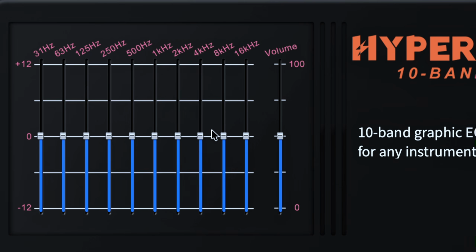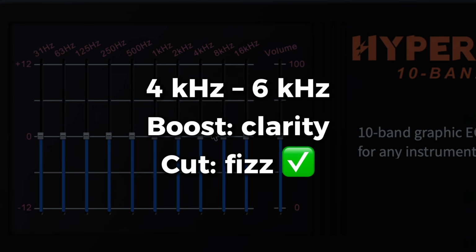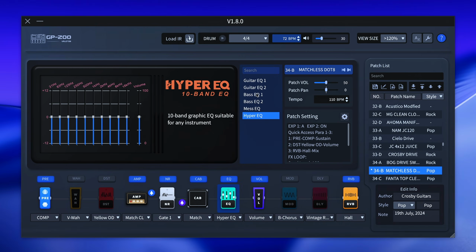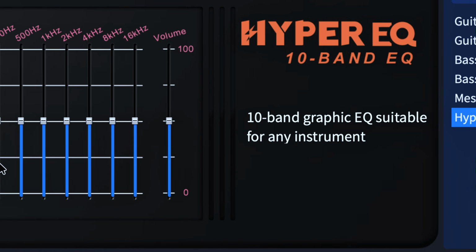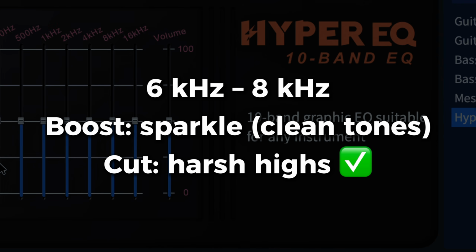Now anything between 4K and 6K hertz, you are adding clarity. Now let me grab an EQ that has 6K in there for demonstration purposes. Cutting it would remove the harshness. Anything between 6K and 8K, you are adding more sparkle to the tone.